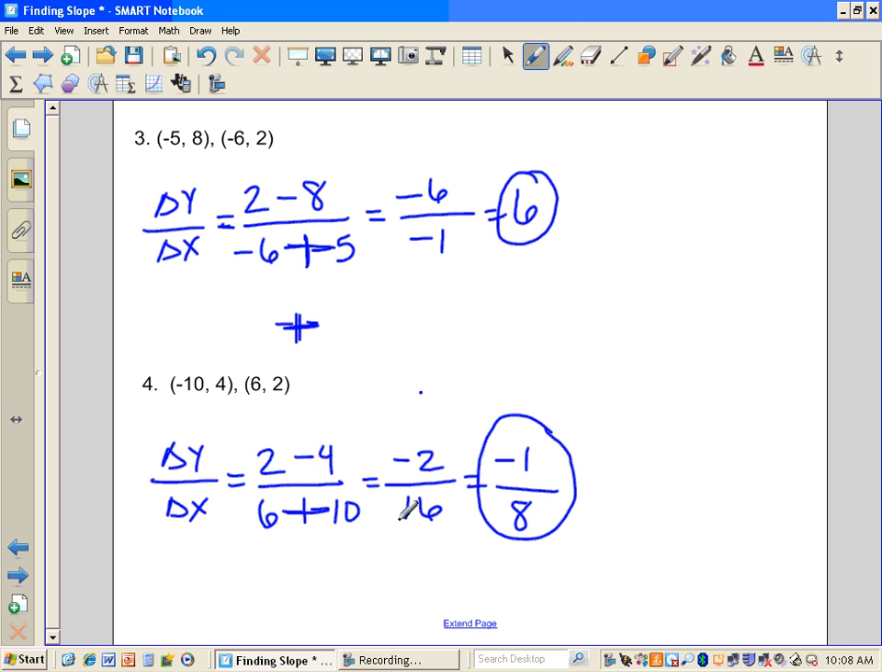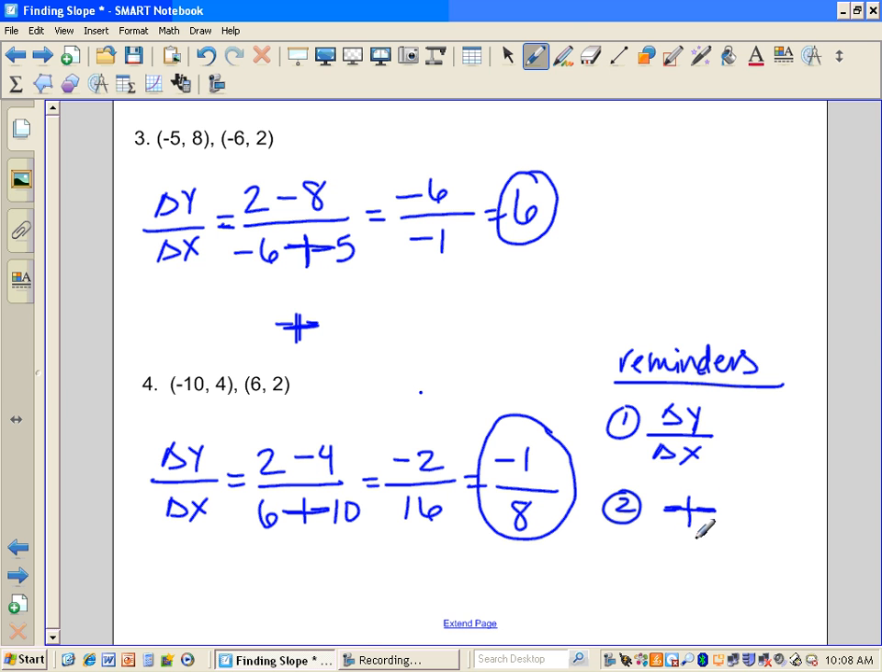Hope this was helpful. Remember, if you're going to write down a couple of reminders. Number 1, change in y over change in x. Make sure the y's are on top, the x's are on the bottom. And number 2, if you're subtracting a negative, that becomes positive, adding. Good luck. See you in class.